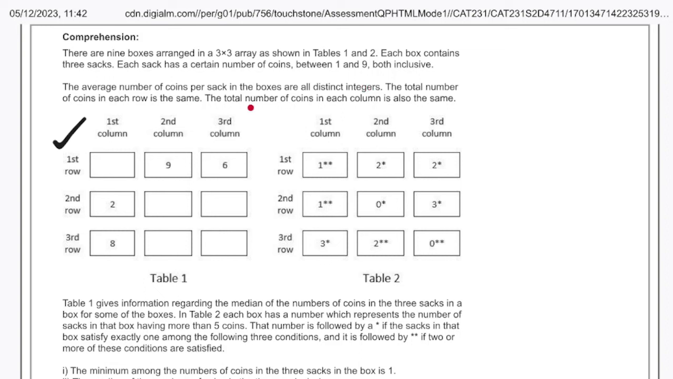The average number of coins per sack in the boxes are all distinct integers. The total number of coins in each row is same. The total number of coins in each column is also the same. Now, what exactly does this information mean?